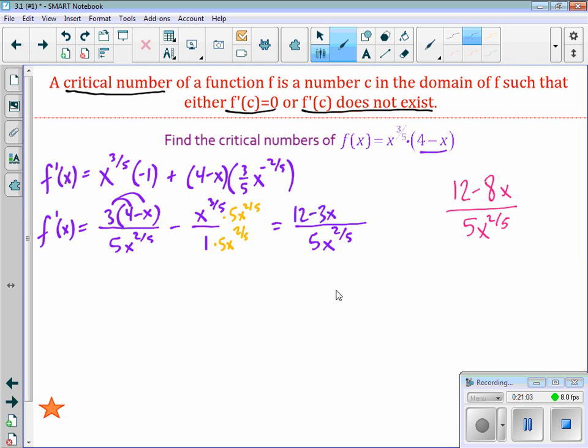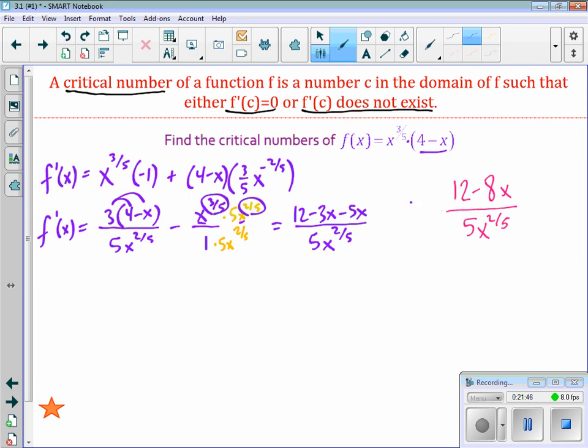Let me know if I do something wrong. And then back here I've got minus 5x to what power? What do I do when I have the same base? You add your exponents, right? So 3/5 and 2/5 would give you 5/5 or 1, right? So that's just to the 1 power. So do you see how this turns into that? Questions?